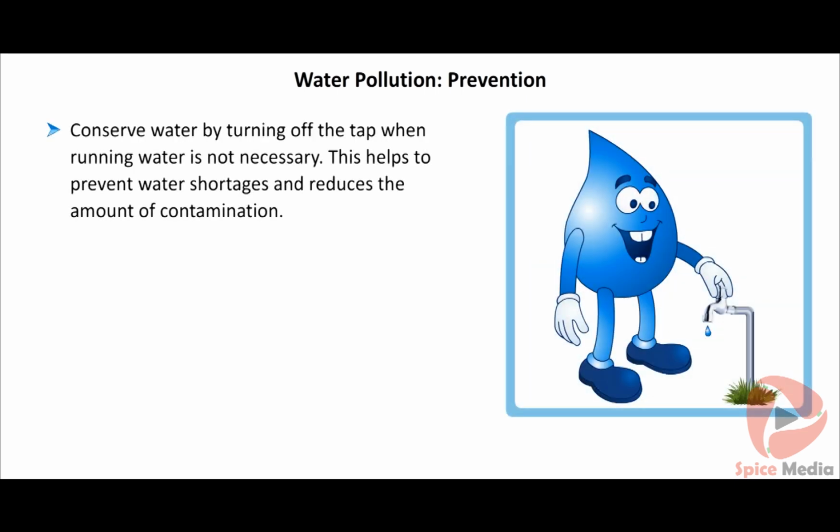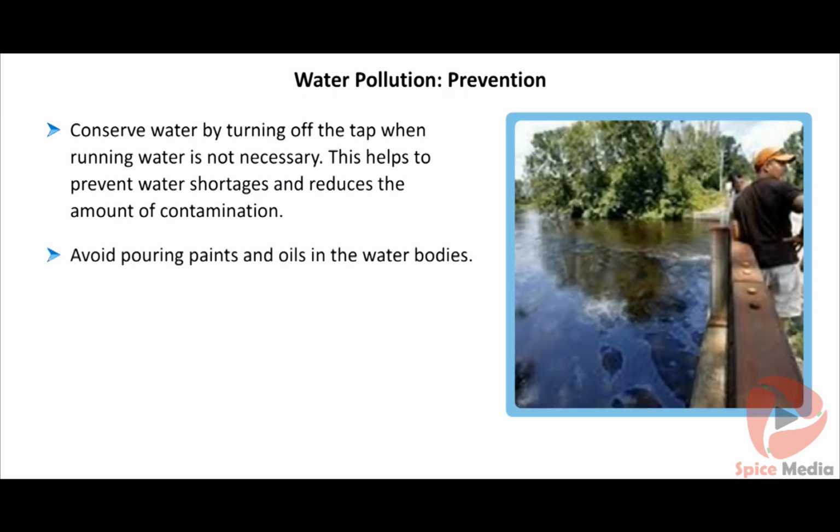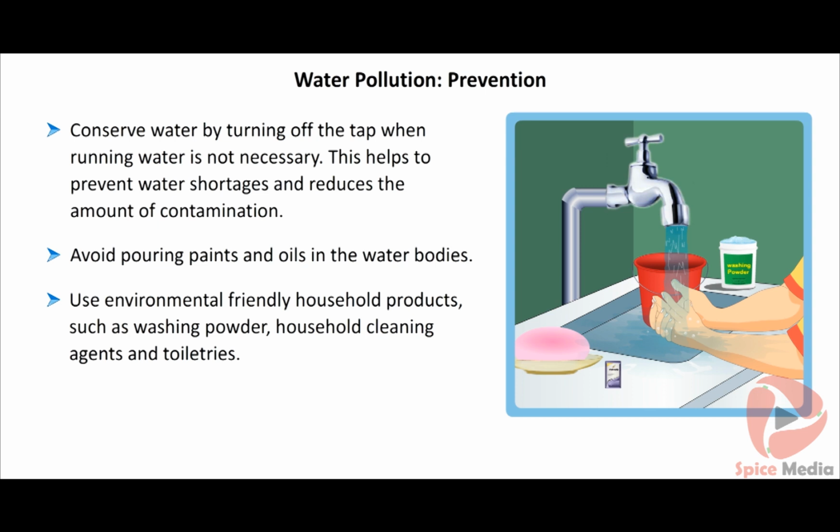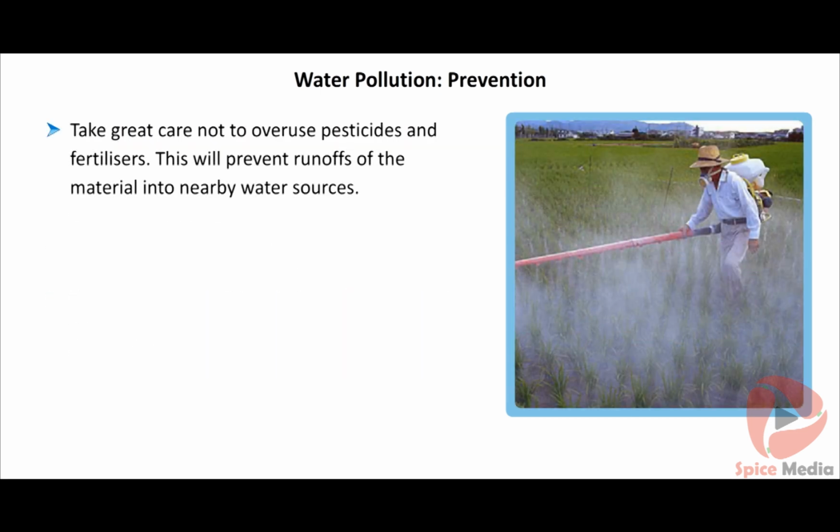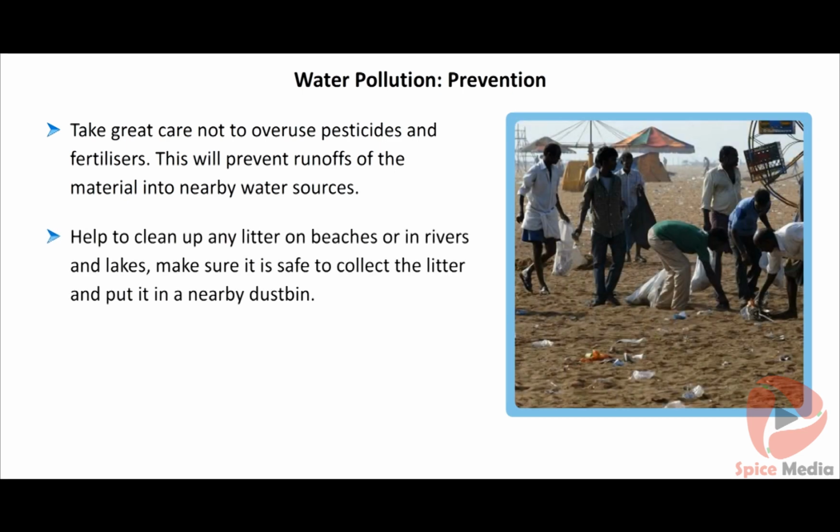Conserve water by turning off the tap when running water is not necessary. This helps to prevent water shortages and reduces the amount of contamination. Avoid pouring paints and oils in the water bodies. Use environmental-friendly household products such as washing powder, household cleaning agents, and toiletries. Take great care not to overuse pesticides and fertilizers. This will prevent runoffs of the material into nearby water sources. Help to clean up any litter on beaches or in rivers and lakes.